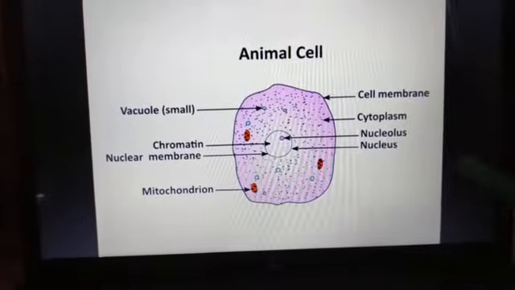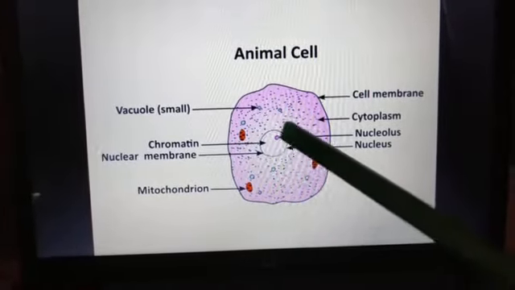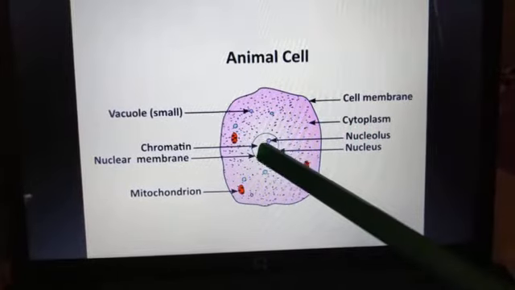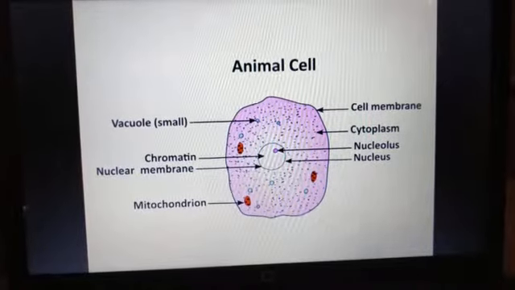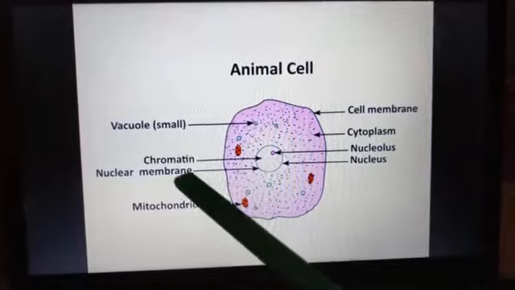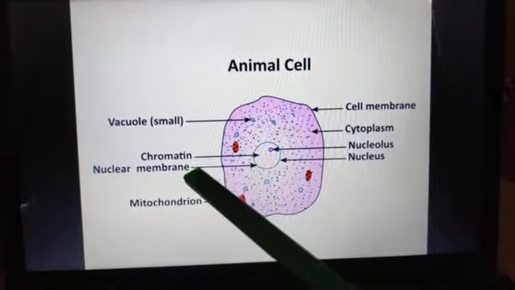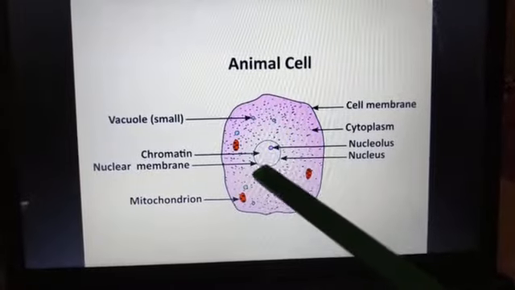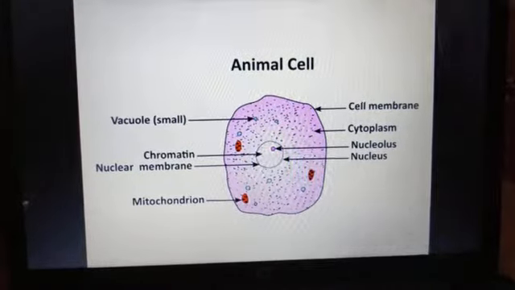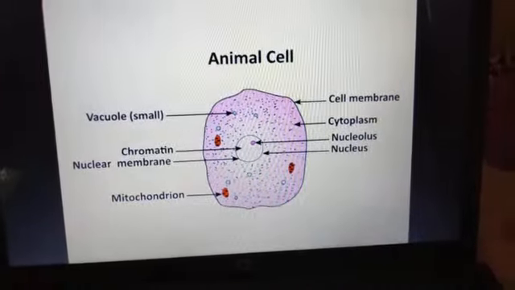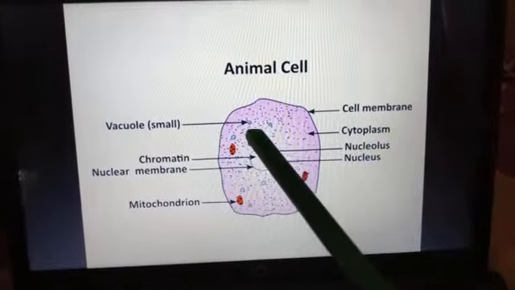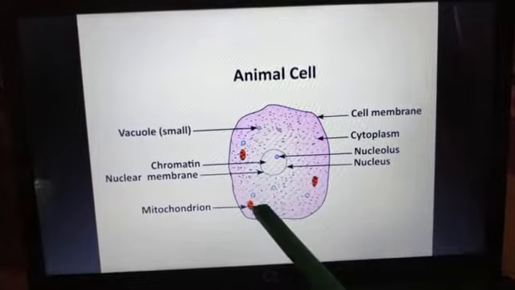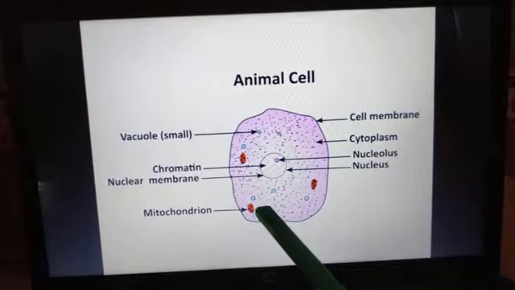Now inside this nucleus we can see chromatin or the chromosome. And this nucleus is bounded by a membrane called the nuclear membrane. Now inside this cytoplasm we have various cell organelles like the vacuoles, mitochondria, etc.